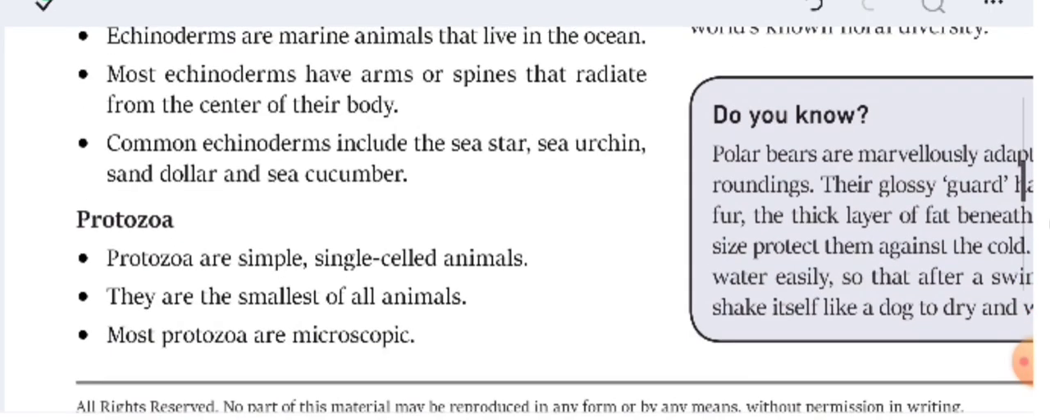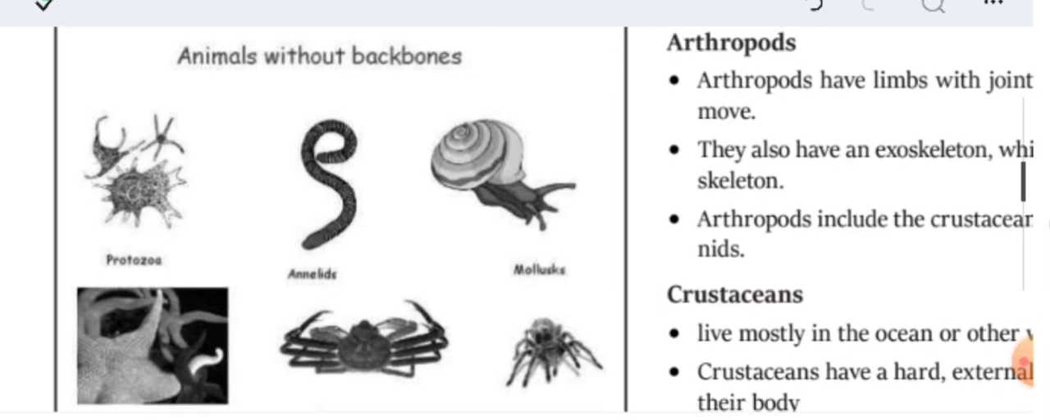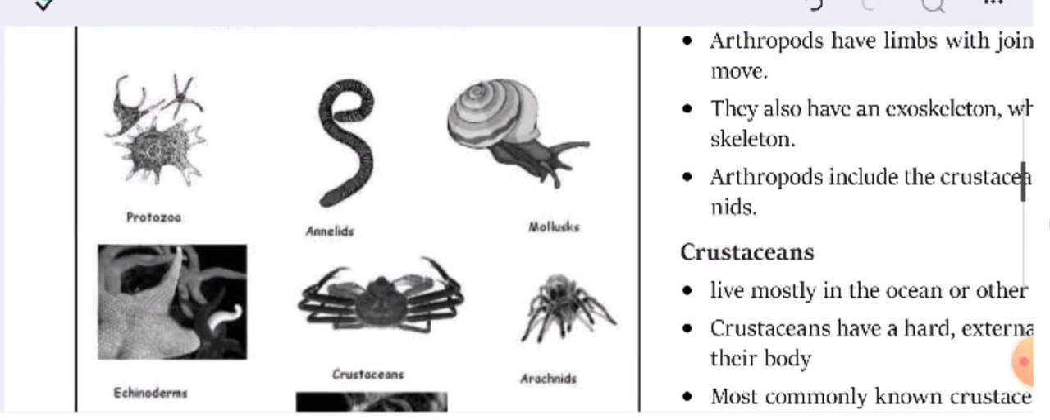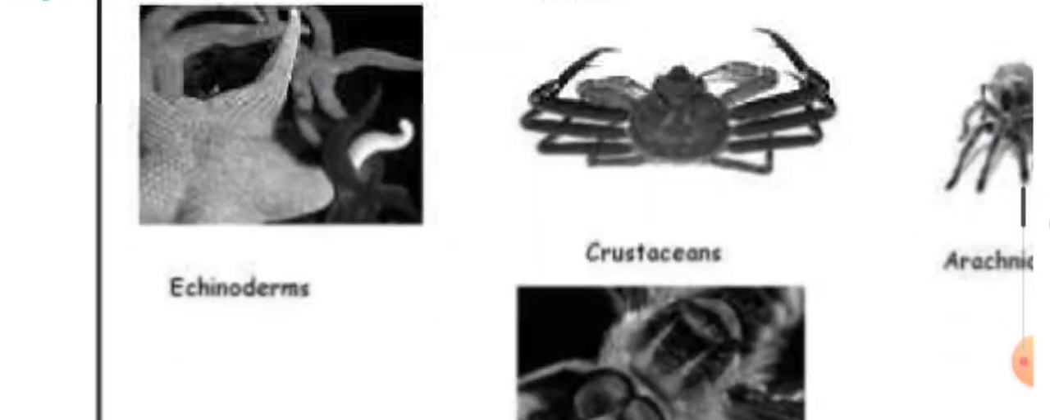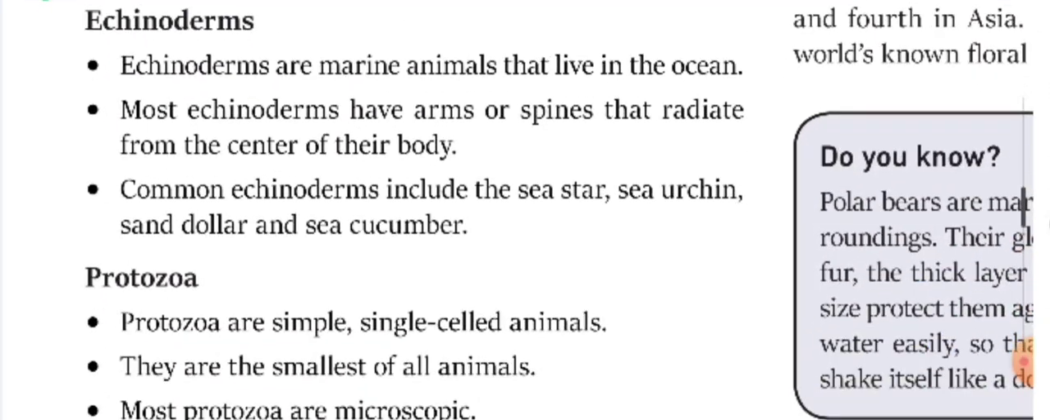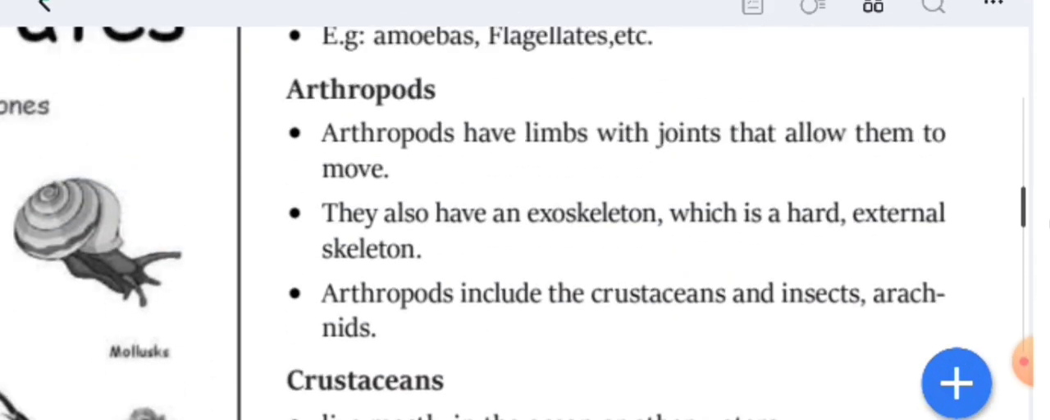Now protozoa. Protozoa are simple single-celled animals. Protozoa are very simple and single-celled. Only protozoa are made up of a single cell. They are the smallest of all animals. Most protozoa are microscopic, right?